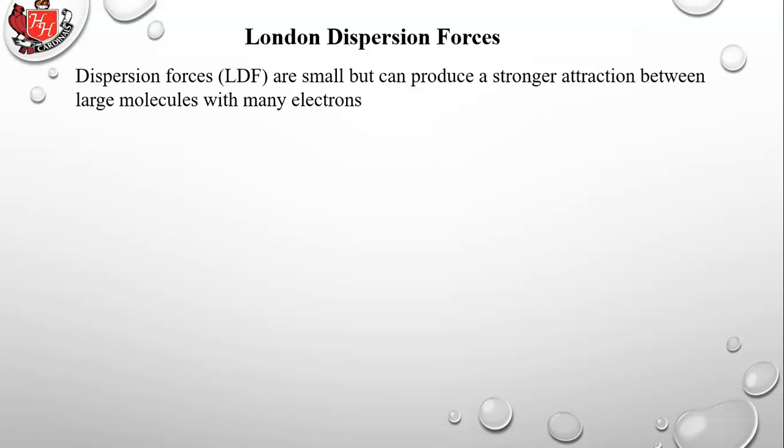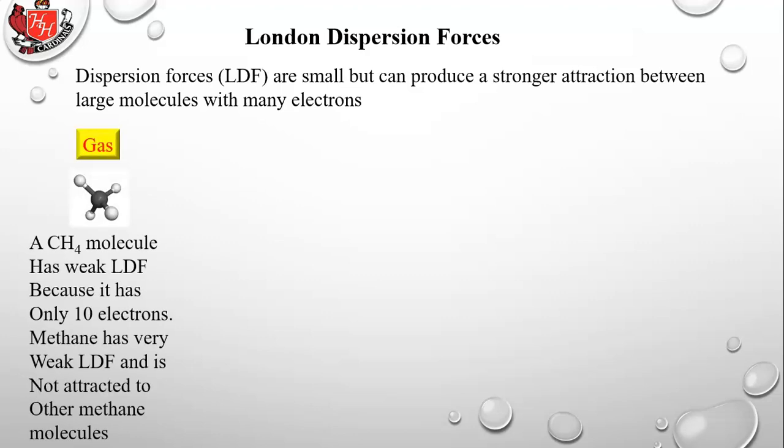So dispersion forces, LDF is London dispersion forces, sometimes we just call them dispersion forces, are small but can produce a stronger attraction between large molecules with many electrons. So here we have a gas. It's about the smallest type of nonpolar molecule you can have. It's methane gas, CH4. It is nonpolar. It has weak London dispersion forces because it has only 10 electrons. So count them. Carbon has 6. Each hydrogen has 1. That's a total of 10 electrons in that molecule. Methane has very weak LDF and is not attracted to other methane molecules. There's just not enough electrons to make a strong enough dispersion force.